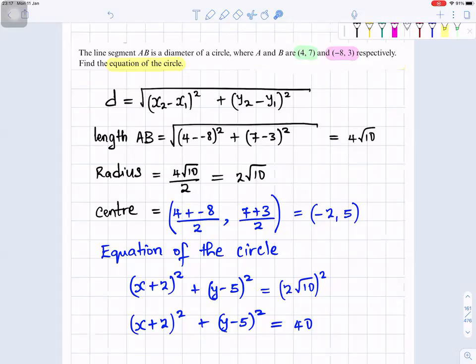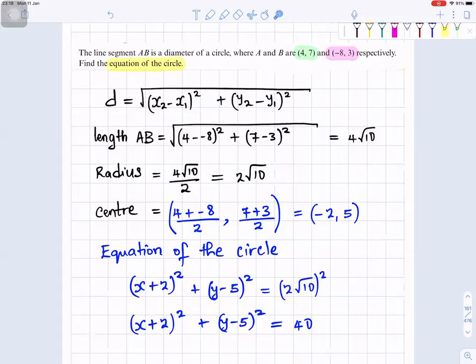Now for the equation of a circle, the next thing we need to find is the center of the circle. The center of the circle will be at the midpoint of those two coordinates. And to find the midpoint, you add 4 plus minus 8 divided by 2 and 7 plus 3 divided by 2. So your midpoint is (-2, 5).